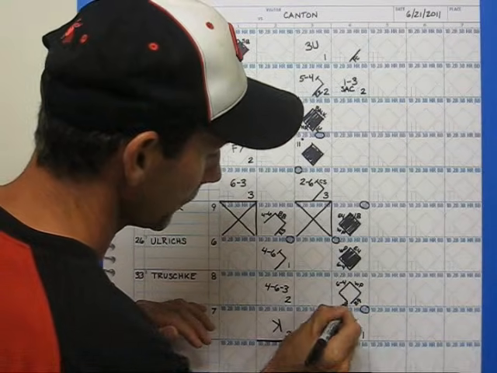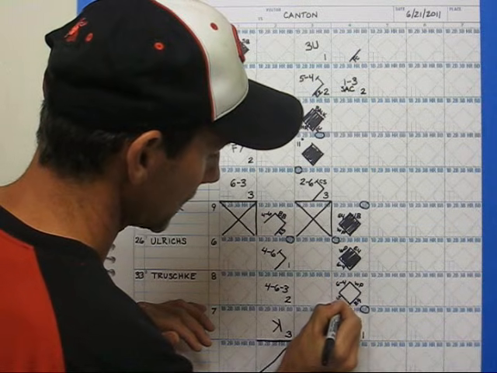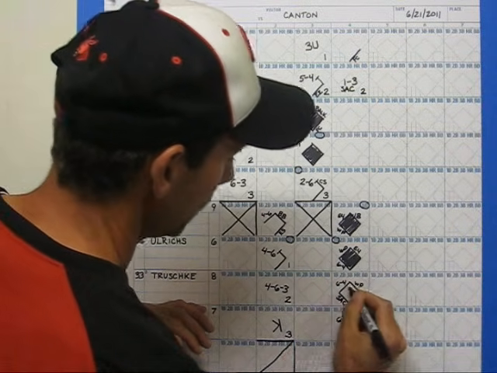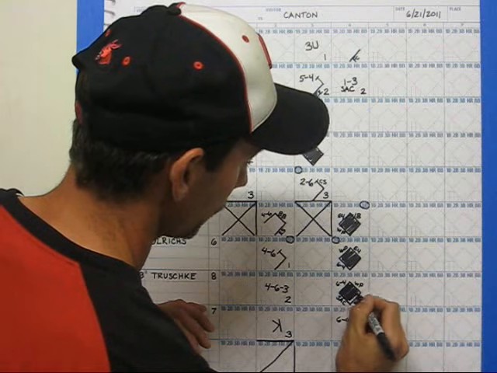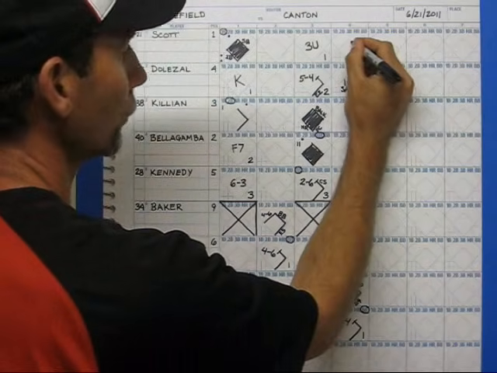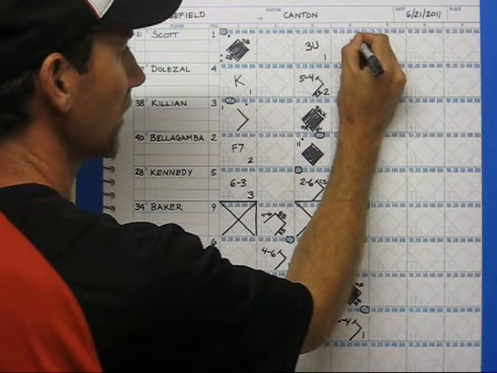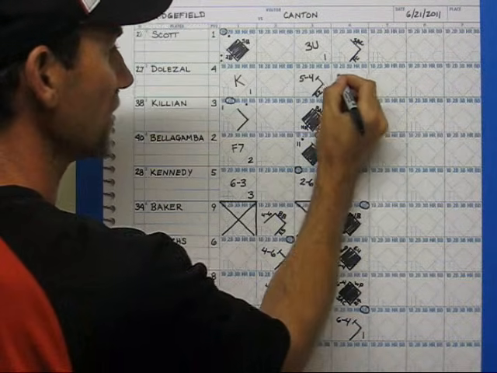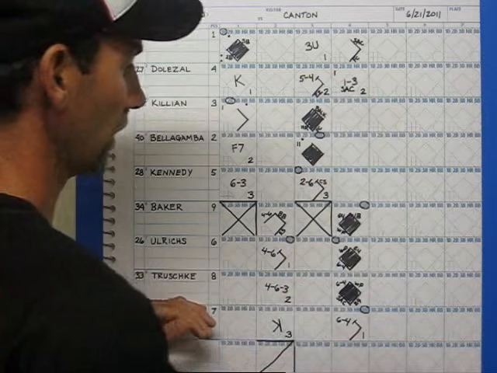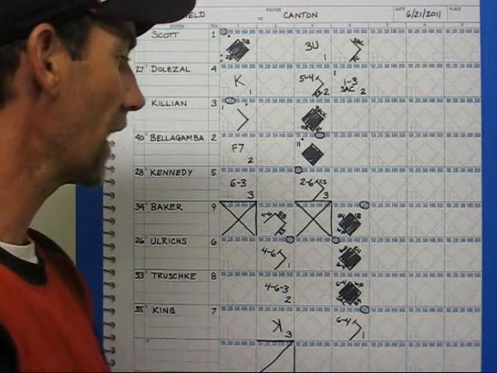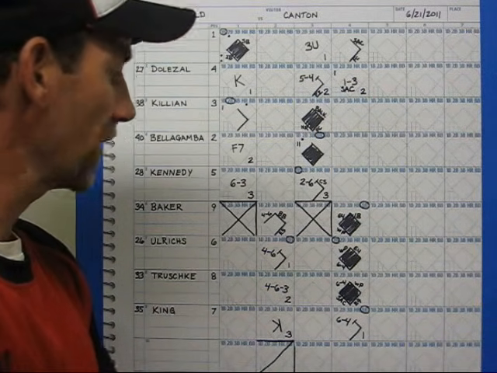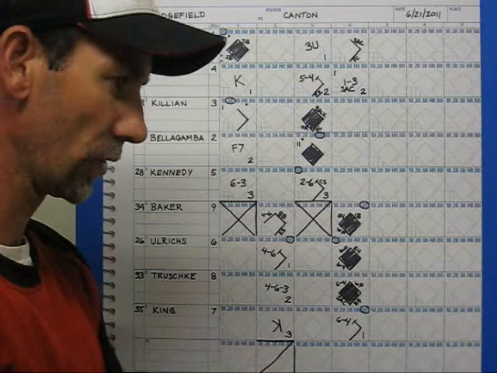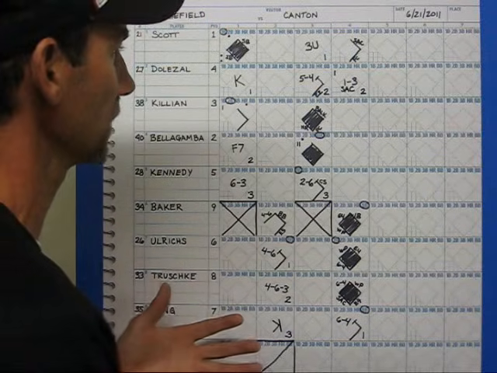So this runner scored on the sacrifice, SAC. Fill it in. Third run of the inning. This runner moved up to second base on the sacrifice, SAC. This guy does get an RBI for that. He gets an RBI right there. You don't get RBIs on wild pitches. You don't get RBIs on errors. But you do get them on sacrifices.